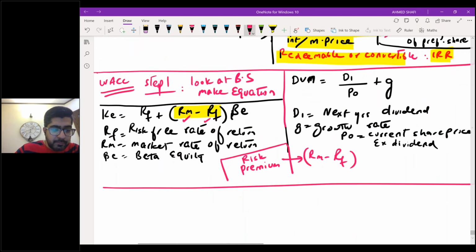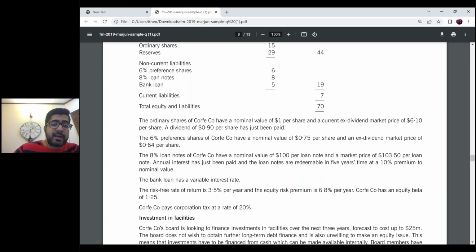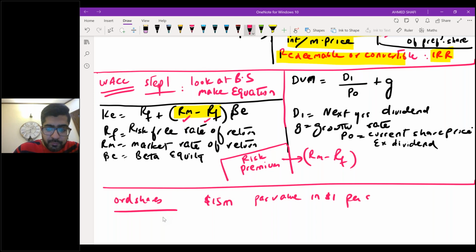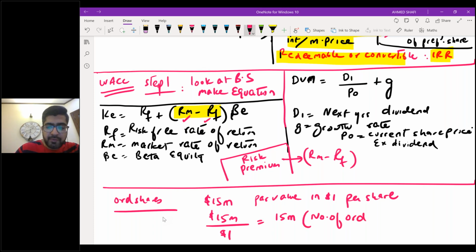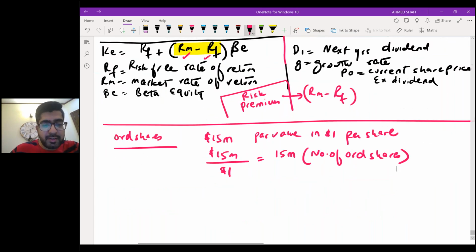in the balance sheet, as you can clearly see, ordinary shares are 15 million. And in the paragraph, it states ordinary shares have a par value of 1 per share. So if ordinary shares have a total capital of 15 million and par value is $1 per share, that means the number of ordinary shares is 15 million.